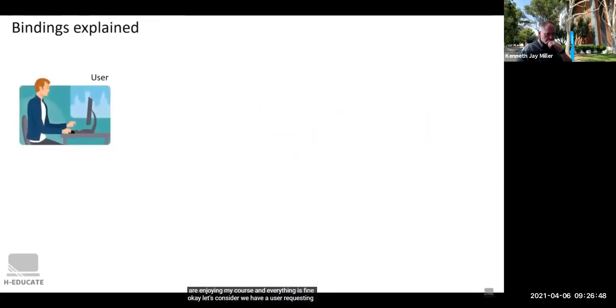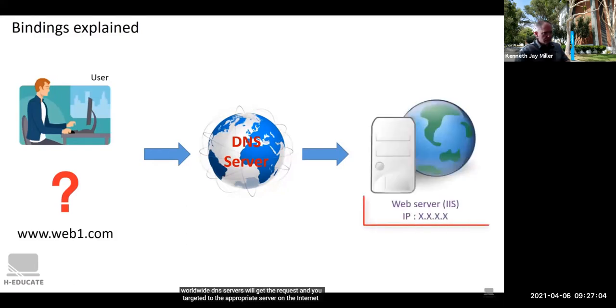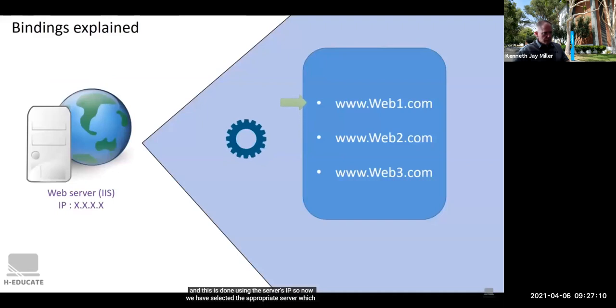Okay, let's consider we have a user requesting a certain website called www.web1.com. So whenever a user requests a website, the worldwide DNS servers will get the request and retarget it to the appropriate server on the internet. And this is done using the server's IP. So now we have selected the appropriate server, which is hosting the website.